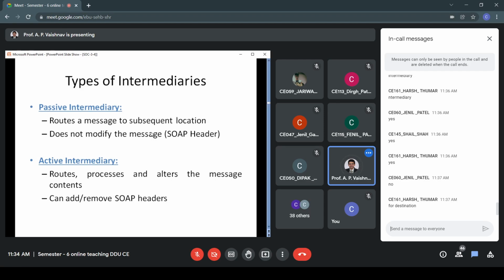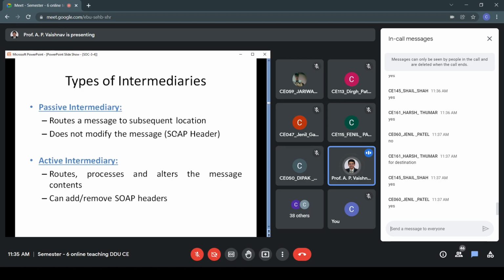Janil has said no. Harsh has said destination. Yes, Janil. So basically, we should know what the next node is, isn't it? That is written in the SOAP message. So for that purpose, we have to look inside the message, but we will not be changing anything. We'll just look into the next destination address and then forward. That is called routing. In advance, I don't know where I'm supposed to send that message, so I will look inside the message and then decide. The basic meaning is we don't modify the message.